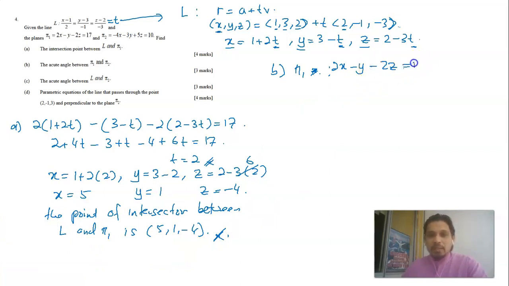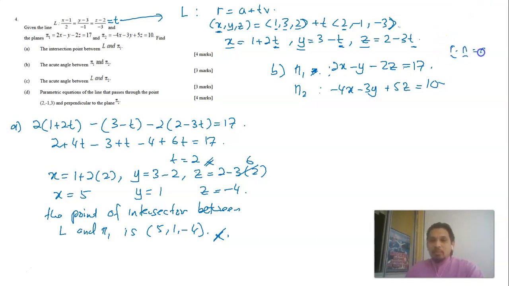Equal to 17. And also pi 2, we got negative 4x minus 3y plus 5z equal to 10. Okay, so class, the equation of plane where r dot n equal to a dot n.